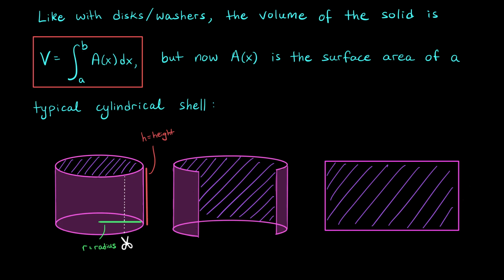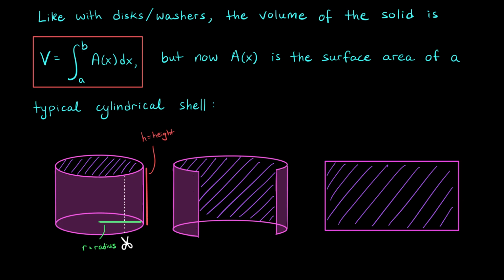This formula for volume, the integral of A(x) dx, is basically the same formula that we used when working with discs and washers. The only difference is that now A(x) is not the area of a washer. It's not pi times the outer radius squared minus pi times the inner radius squared. Now it represents the area of a typical cylindrical shell.